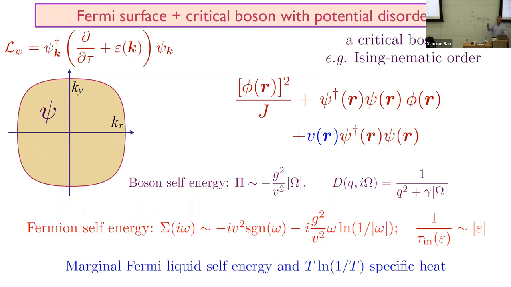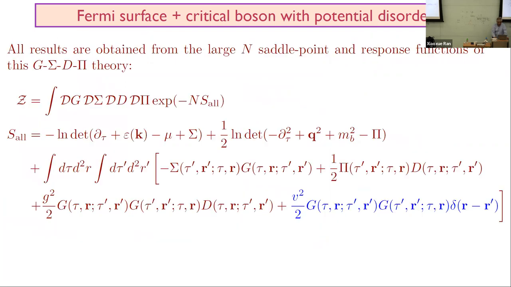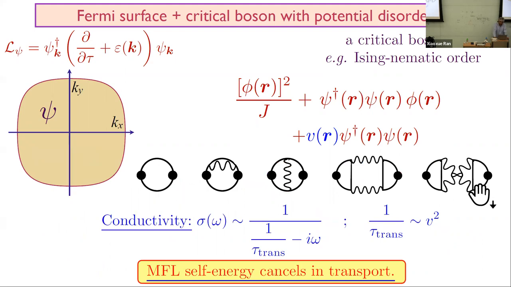But is it a strange metal as far as transport is concerned? Unfortunately, the answer is no. This doesn't do it. You just go ahead and compute the conductivity. What you find now is that because this interaction is mostly forward scattering, this gives you the marginal Fermi liquid self-energy, but there's a vertex correction and this cancels with this. And so in fact, in the transport, you just get the Drude result. So the transport is exactly the transport of a Fermi liquid, a disordered Fermi liquid, but the self-energy is that of a marginal Fermi liquid.